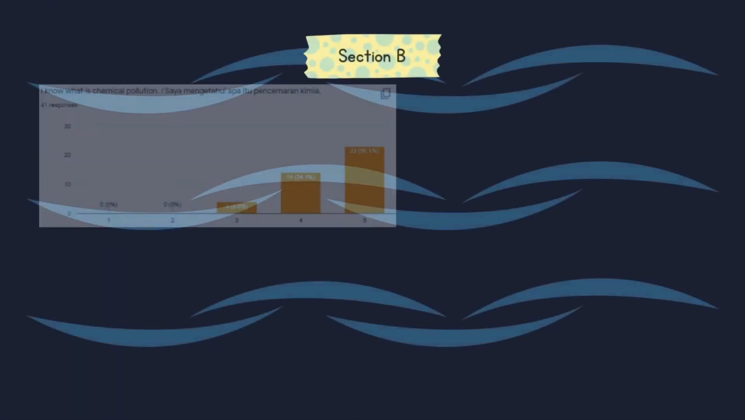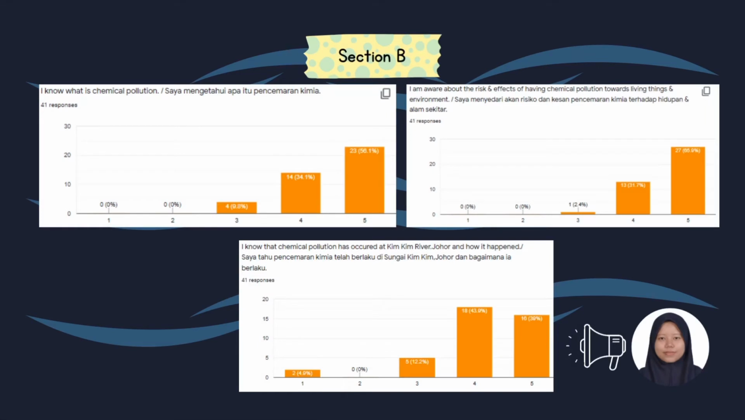For Section B, respondents are required to pick on a scale 1 to 5, where 1 is not agree and 5 is highly agree. The first statement is, I know what is chemical pollution. Based on the graph, majority of respondents pick scale 5 or highly agree, which are 23 respondents, while another 14 respondents pick scale 4 means agree, and the rest of respondents pick scale 3, which means not sure.